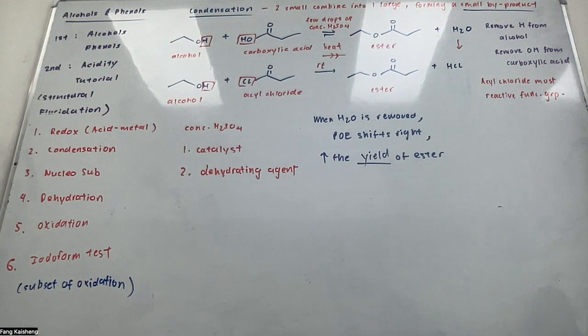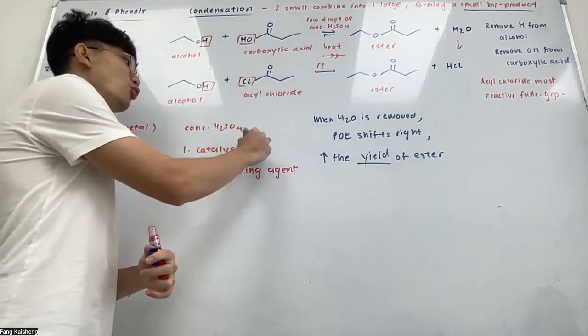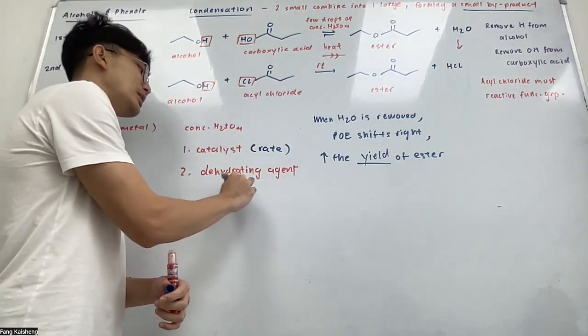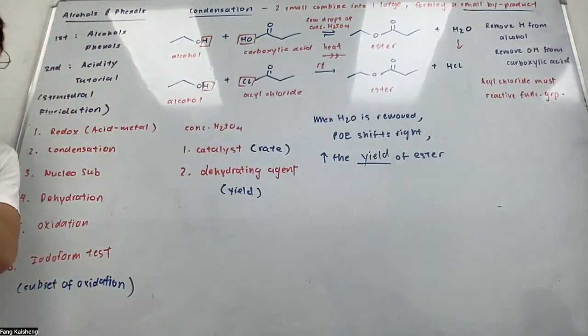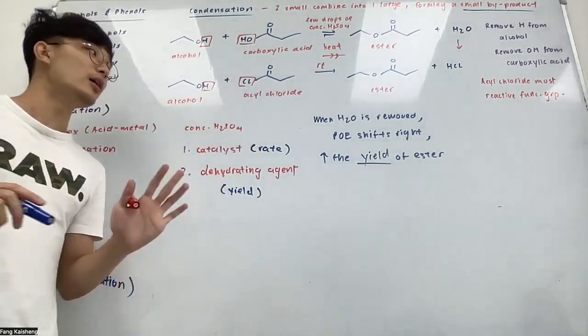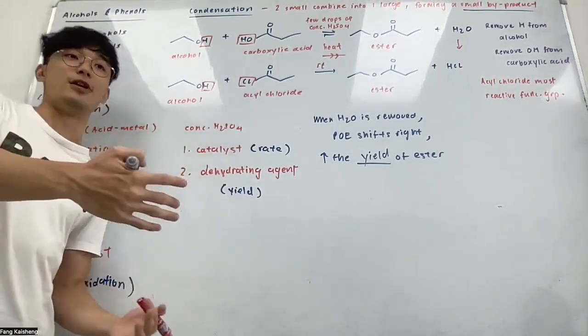So what I want you to add in is this also. Catalyst is to address the rate problem. Dehydrating agent is to address the yield problem. Take note, they are different things. A lot of people conflate rate and yield. It's different. Rate is like slow and fast kinetics. Yield is the extent of the reaction.